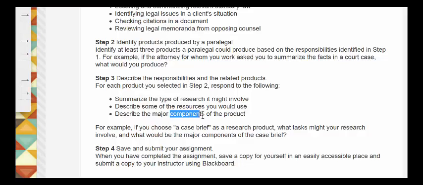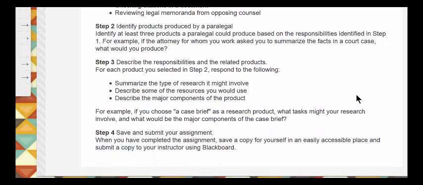For other things, there may be fewer components. So the components may really be the heading, the lawyer that it is addressed to, your name, subheadings identifying, like if you're just summarizing statutes and legal research, a discussion component, that kind of thing. And then step 4, you're uploading it.